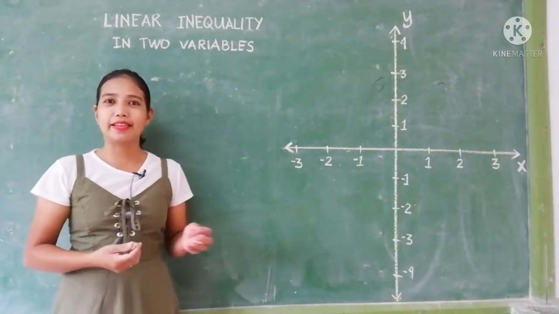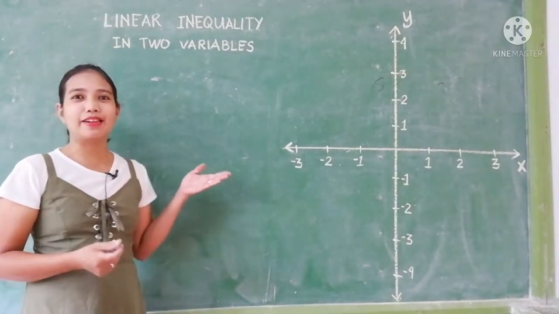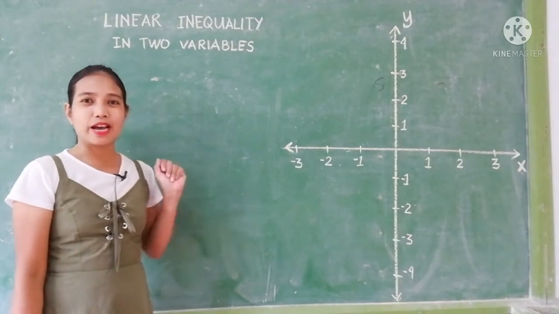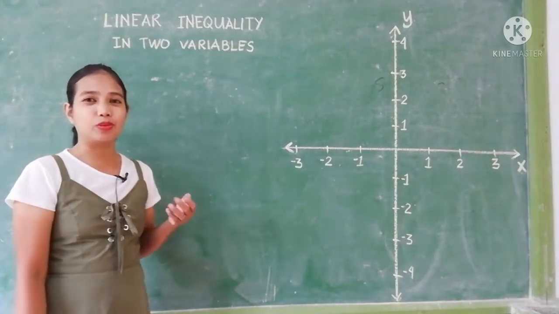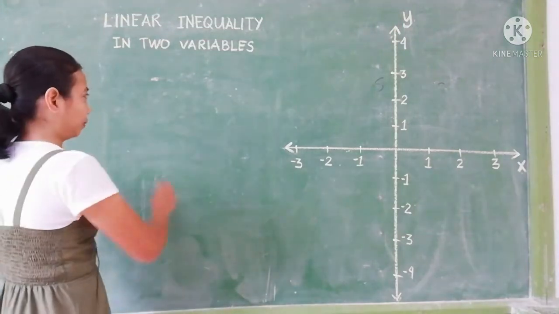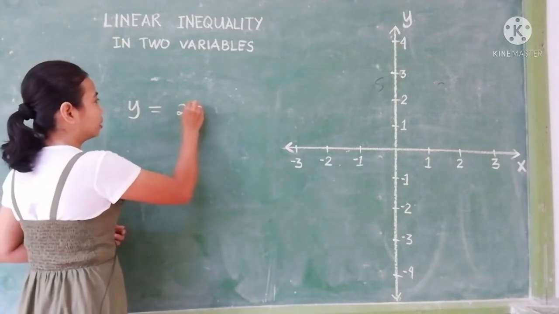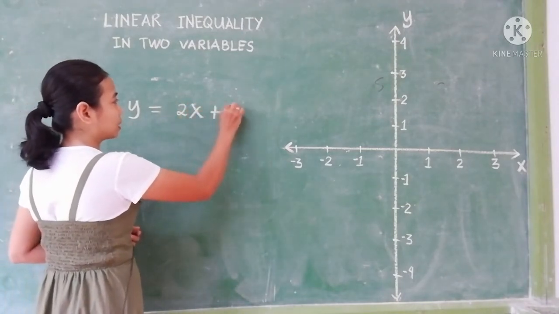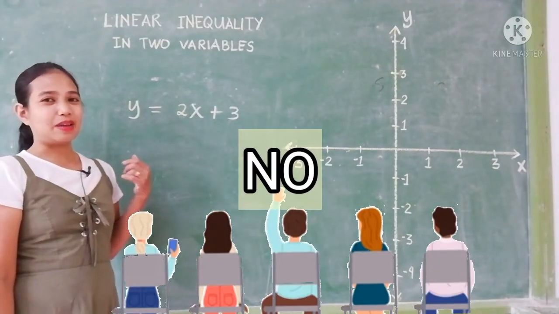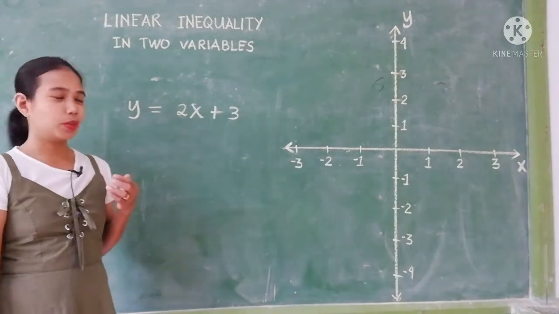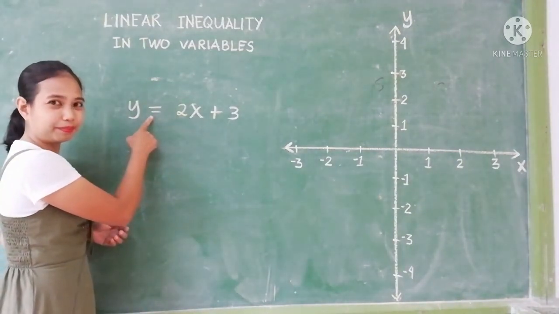Okay, so subukan natin ang inyong pagkakaunawa. Sasabihin nyo lang ng yes kung ito ay halimbawa ng linear inequality in two variables. At no, kung ito ay hindi halimbawa ng linear inequality in two variables. First example, y is equal to x plus 3. Okay, so ang tamang sagot ay no. Dahil ang ginamit na symbol ay equal.